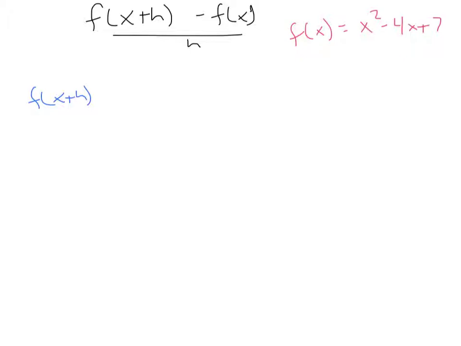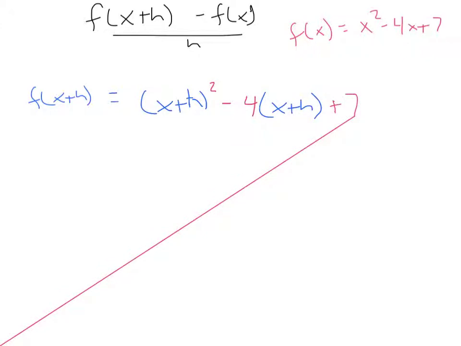Alright, so I get f of x plus h equals x plus h squared minus 4 times x plus h plus 7. We almost deleted the video, but we didn't this time. Success! Alright, and I simplify.